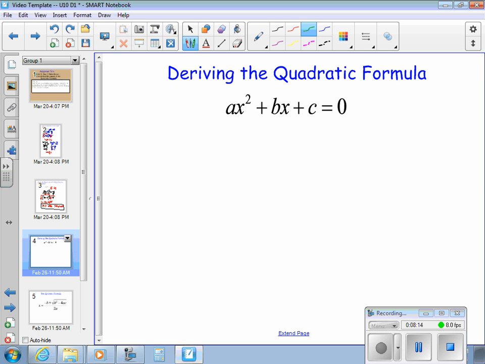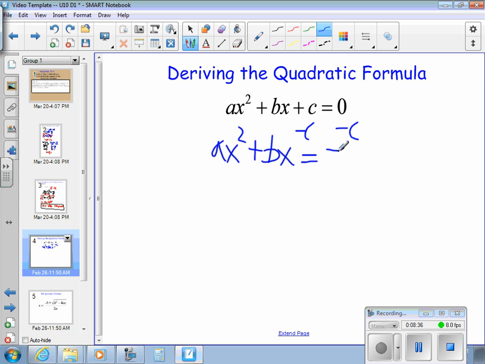Okay, so the first thing I need to do is get this c over to the other side of the equation. So I'm going to subtract it from both sides, giving myself ax squared plus bx equals negative c.